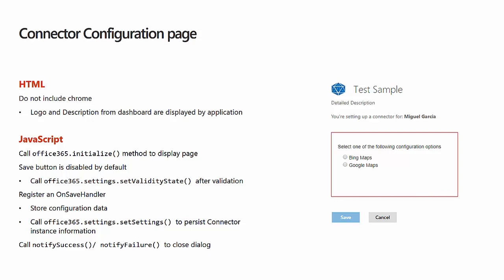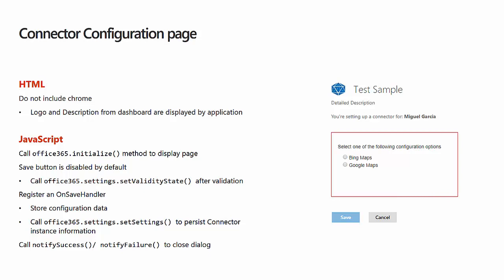Your page will then interact with the hosting application using JavaScript. So there is an Office 365 connector JavaScript library that you would set. And in that library, you would call the initialize option to display the page. That will then render your configuration page.